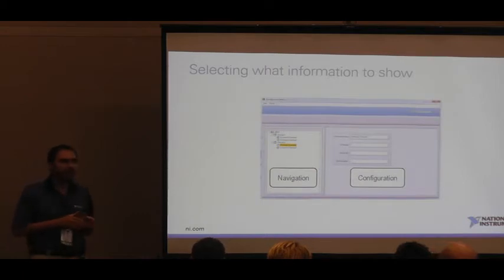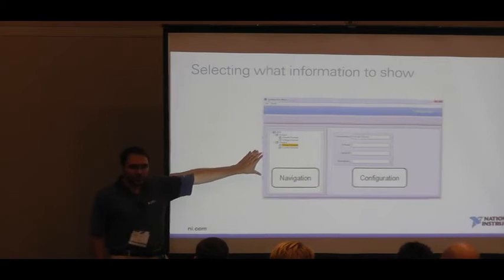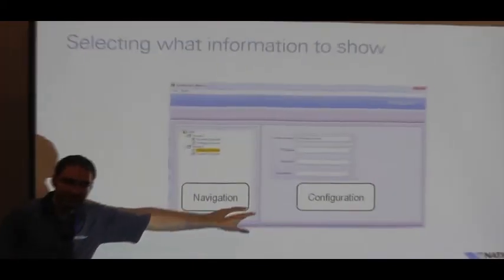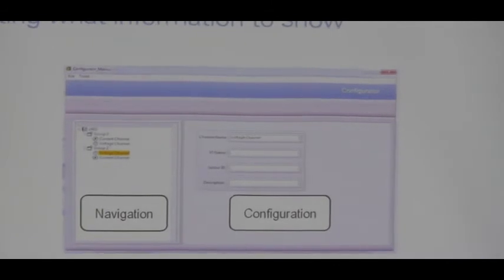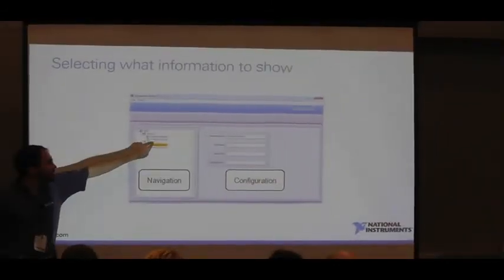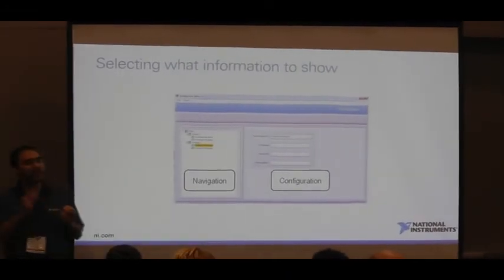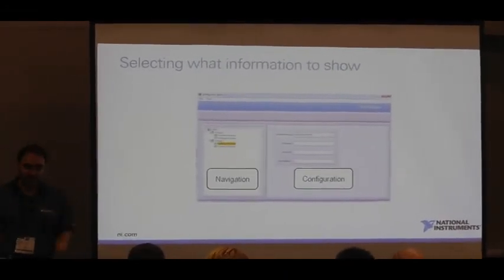So what you're going to get in general when you create a new project is a navigation window and a configuration window. I think this is pretty standard. I think everyone in this room has at least seen a screen like this. Why is this useful? Because you can click on the specific part that you want, and it will just display the configuration for that node, for that object.